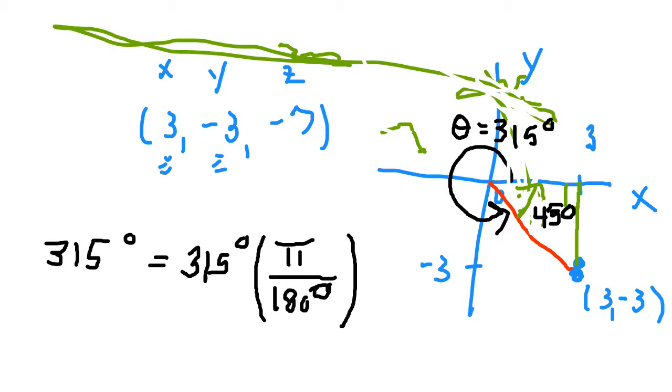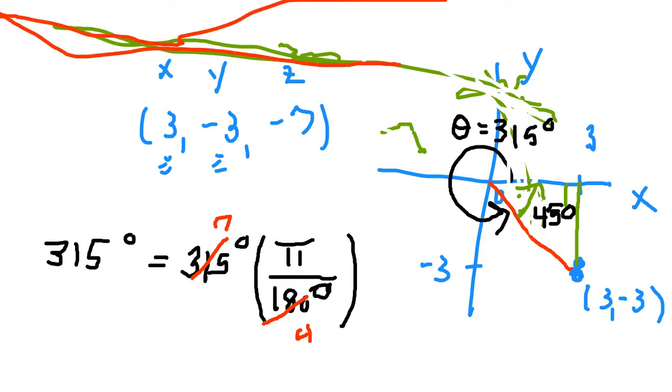So, let's see. 45 goes into 180 degrees 4 times, and it goes into 315 degrees 7 times. And so 7 pi over 4 is... yeah, I just have to let that pen alone for a minute. Hold on, I just have to do it this way.